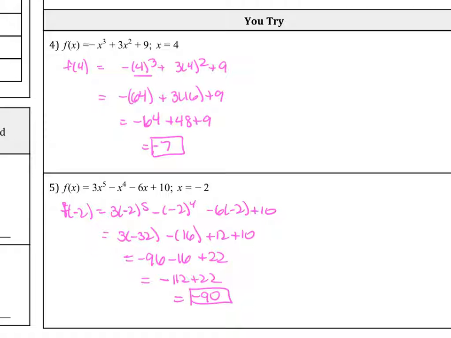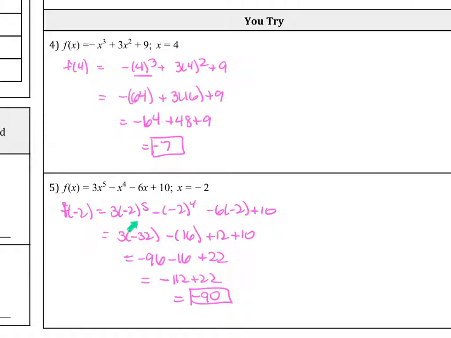All right, if you tried this out, for number 4, you'd have gotten -7. So remember that negative, you apply that negative last. So 4 cubed is 64, and so I left the parentheses here just to remind us that this negative gets multiplied last, which means it is still a -64. Then the 4 squared, that's 16 times 3, which is 48, and then the 9 stays there. Then you finish evaluating. -64 plus 48 plus 9 will get you a -7.